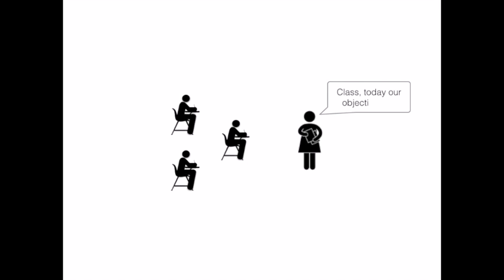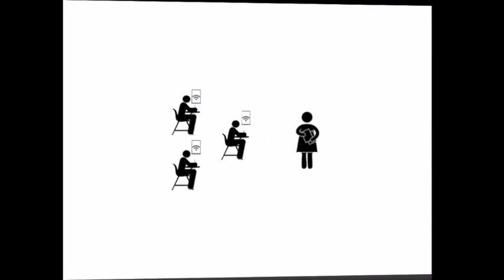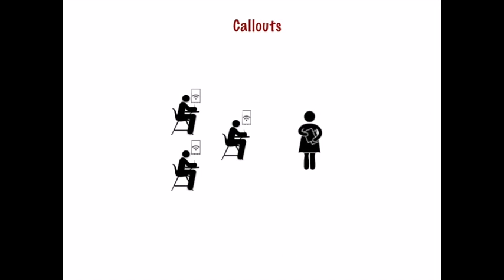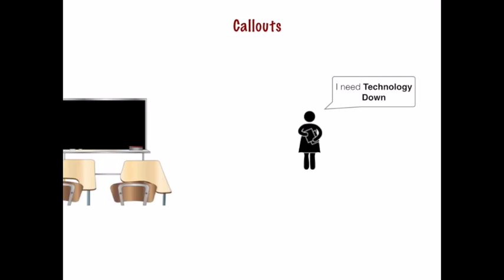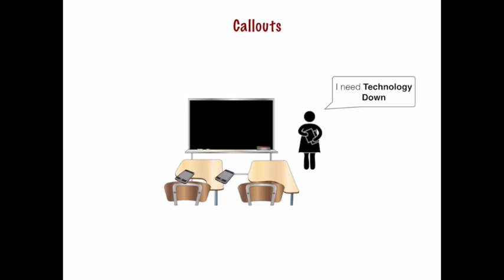For instance, while Mrs. A is talking, are students allowed to be using their devices? If the expectations are not made clear, things can get messy. Well, really fast. So instead, Mrs. A uses a few callouts. When she says technology down, the students know exactly what to do. She needed to be very specific, so she explained, that means place your device in the top right corner of your desk, hands down, and eyes on me.